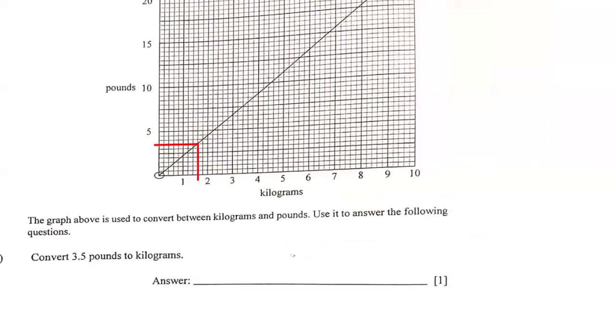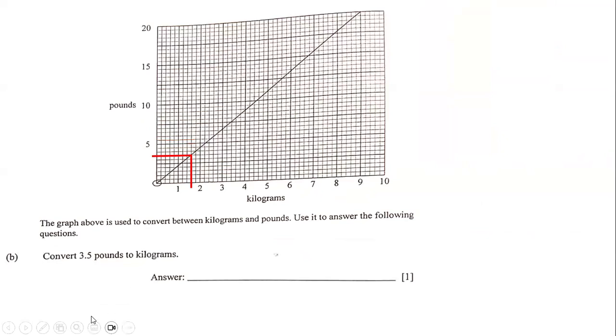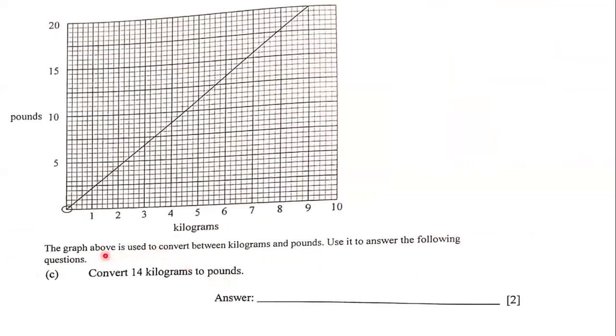And so what we're going to have for our answer here is 1.6 kilograms, and that's our answer. So 3.5 pounds to kilograms is 1.6 kilograms. So 3.5 pounds expressed in terms of kilograms based on this graph is 1.6 kilograms. Next, the question states, convert 14 kilograms to pounds. So convert 14 kilograms to pounds.